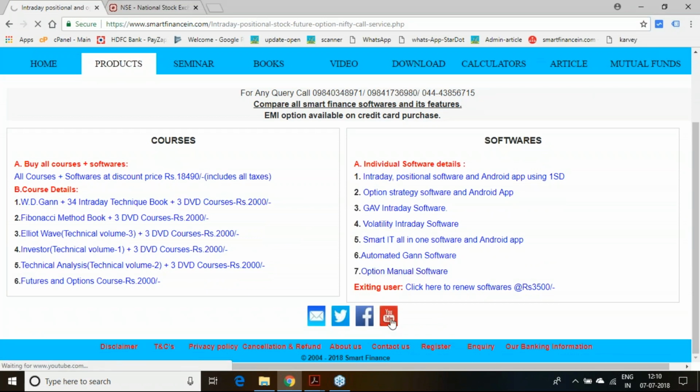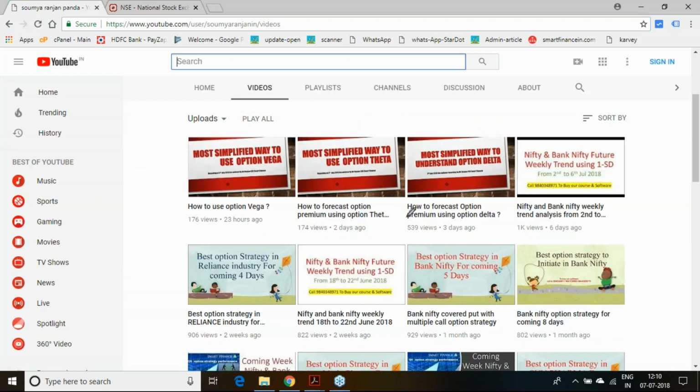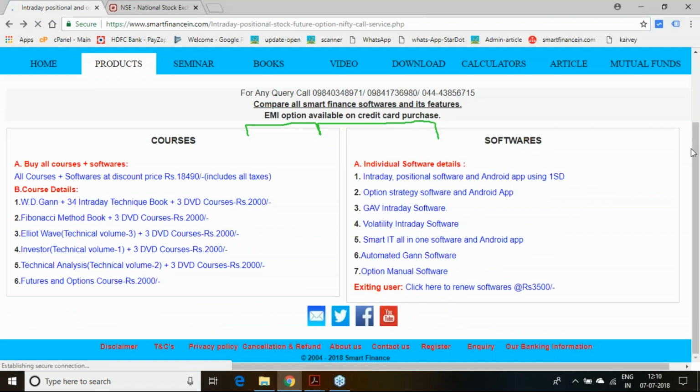And many other things also I am putting out from time to time. We have a seminar going on, and 3 events are already over. How to use the option delta, option theta, and option vega for option premium price forecast. I have explained it in the simplest way. Please go through that. You will learn the very basics of the options, the very basic use of the option Greeks in the option premium forecast.